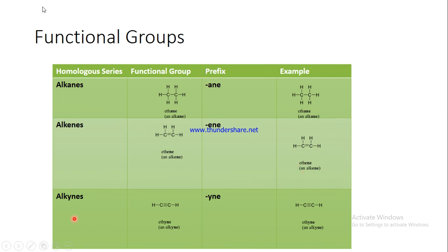The third functional group, we've got our alkynes, denoted by the C≡C triple bond, and the prefix YNE. It simply becomes ethyne. This is the structure of ethyne with two carbon atoms.